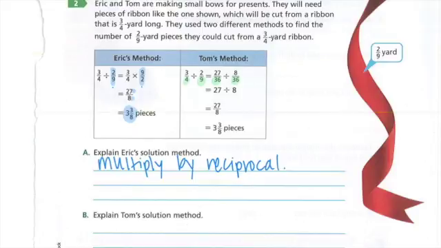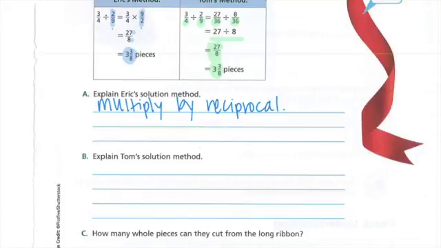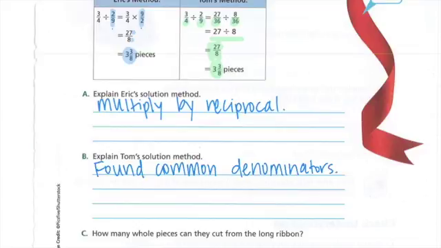Once you have common denominators, you can ignore them and just divide the numerators. So he said, what's 27 divided by 8? Well, he wrote it then as a fraction, and it ended up with 3 3/8. So Tom found common denominators, then he divided the numerators.